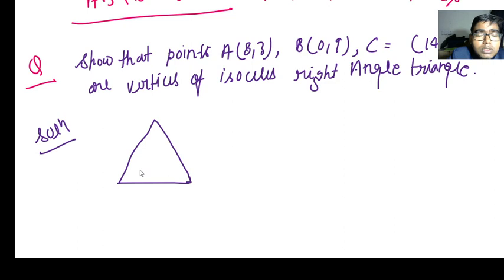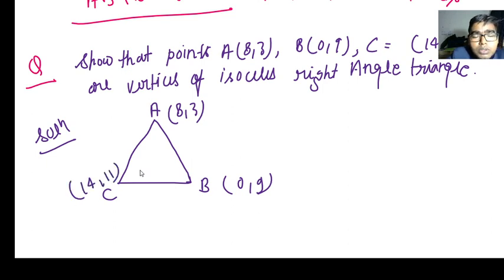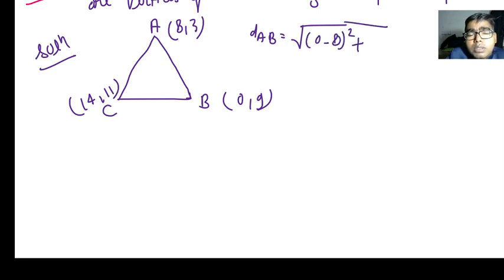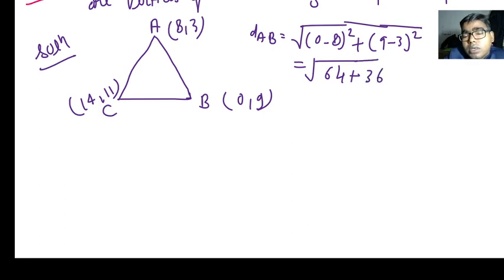Right. So let us take A, B, C, where A is (8, 3), B is (0, 9), and C is (14, 11). Let us use the distance formula. Distance between points A and B: DAB equals under root (0 minus 8) whole square plus (9 minus 3) whole square. This will come as 64 plus 36, which gives 100, it means 10 units, right?